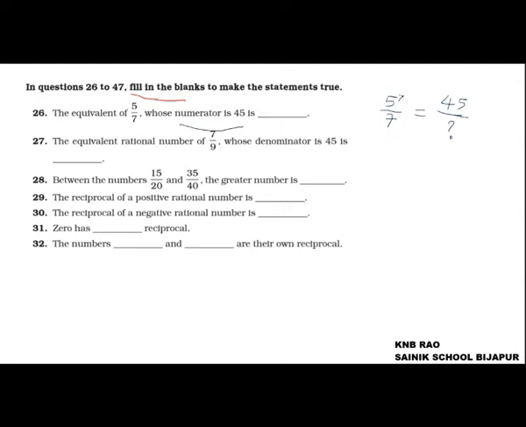So when can 5 turn to 45? When it is multiplied by 9. So when the numerator is multiplied by 9, then the new rational number will have its numerator as 45. When I am multiplying the numerator with a number, I have to multiply the denominator also with the same number.